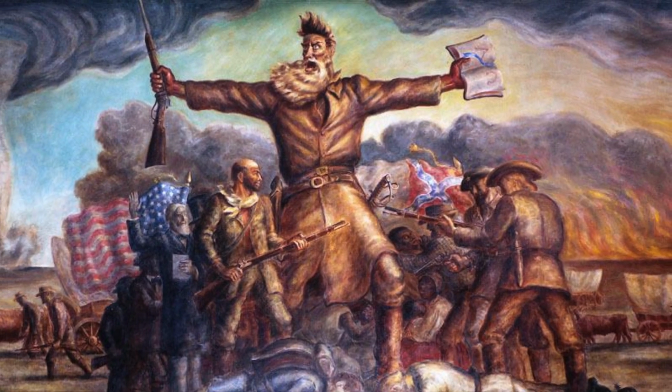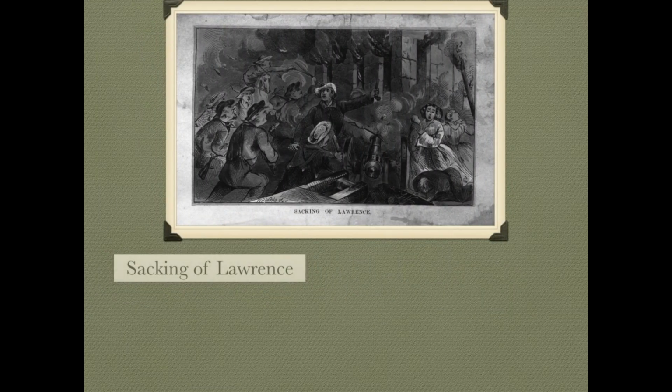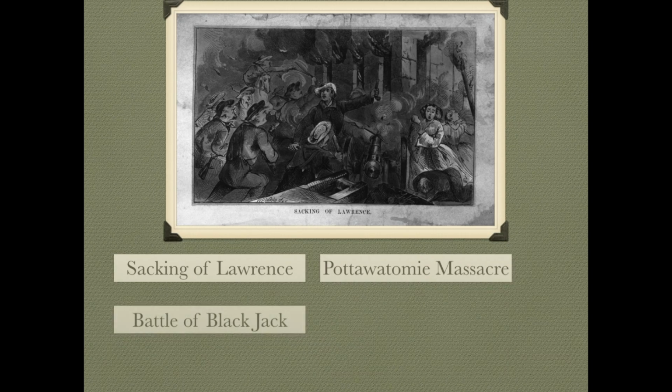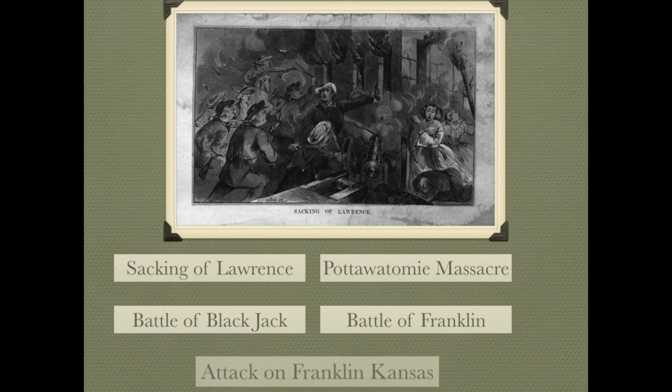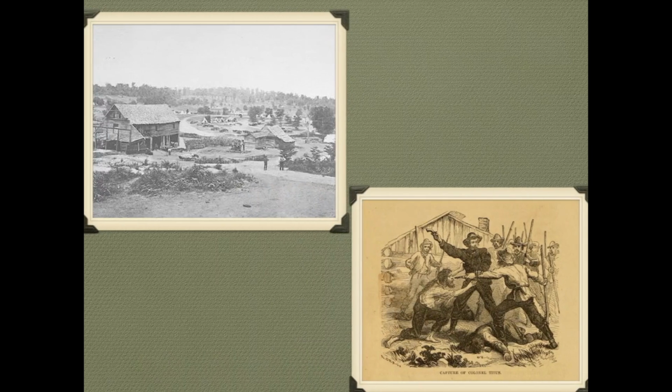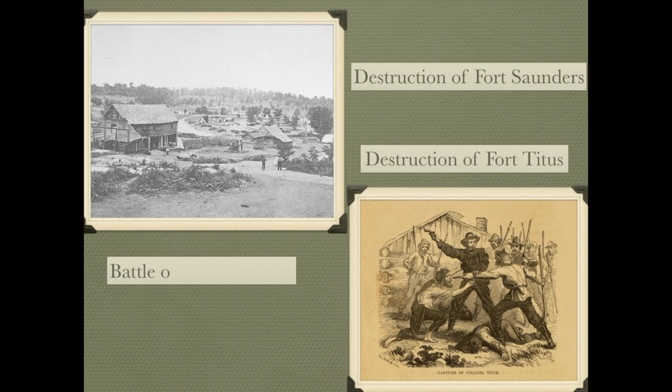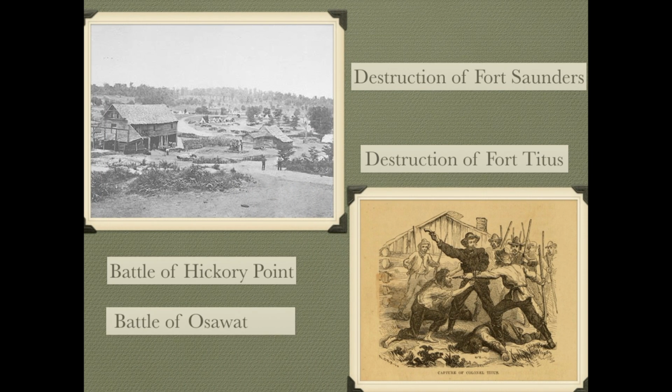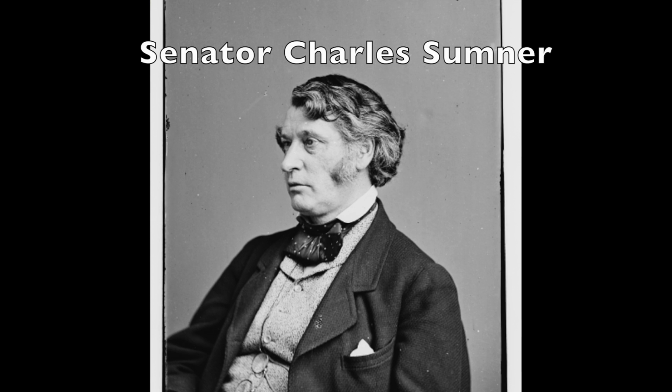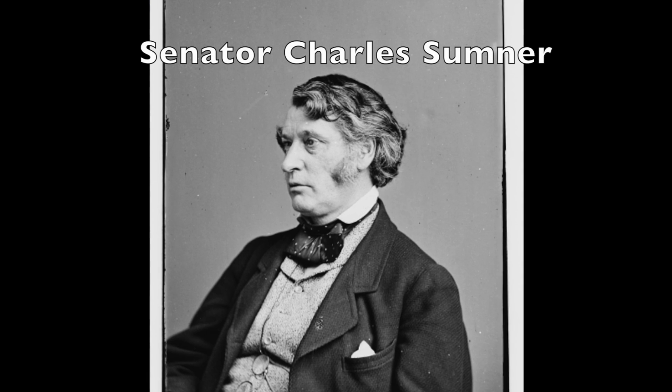1856 saw the most violence for bloody Kansas, including the sacking of Lawrence, the Pottawatomie Massacre, the Battle of Blackjack, the Battle of Franklin, the attack on Franklin, Kansas, the destruction of Fort Saunders and Fort Titus, the Battle of Hickory Point, and the Battle of Osawatomie. Even in Congress, there were violent conflicts in response to the events in Kansas.